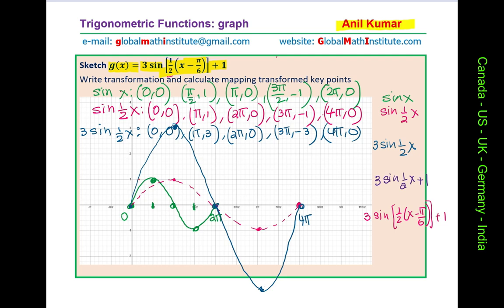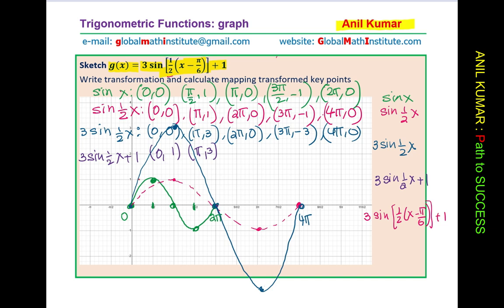Now we have to shift the whole graph 1 unit up. So let me just change this. Let me write here 3 sine half x, and we are going to add 1 to it. So everything goes up by 1 unit. So you can actually rewrite the points. So this time the y value starts with 1. So you're just adding 1 to the y values. The x value remains same, right? So 3 becomes 4. Very good.